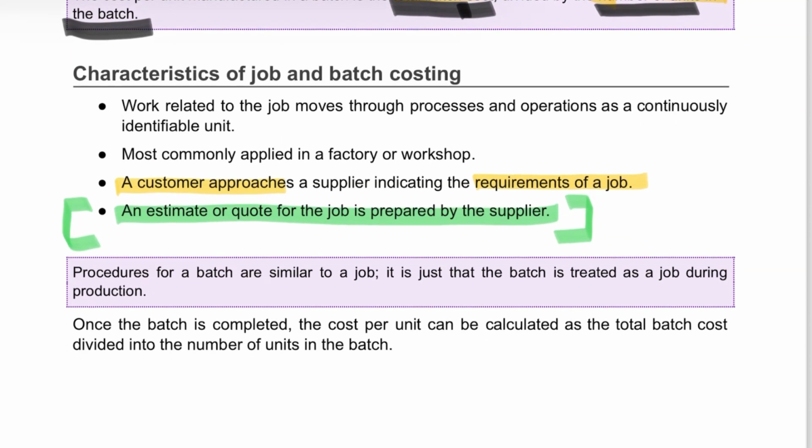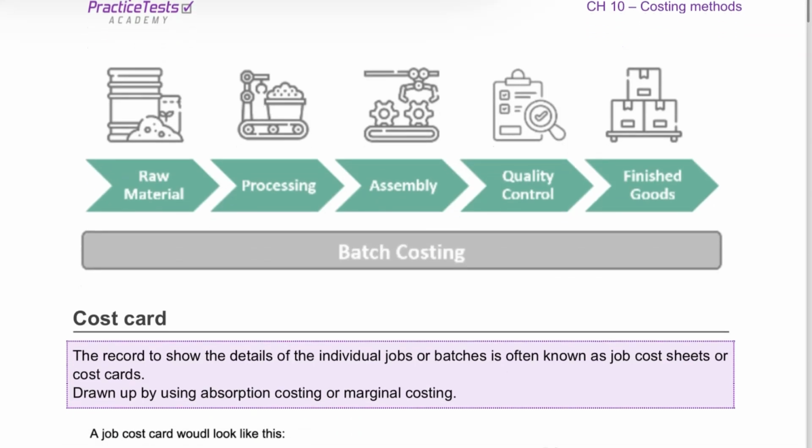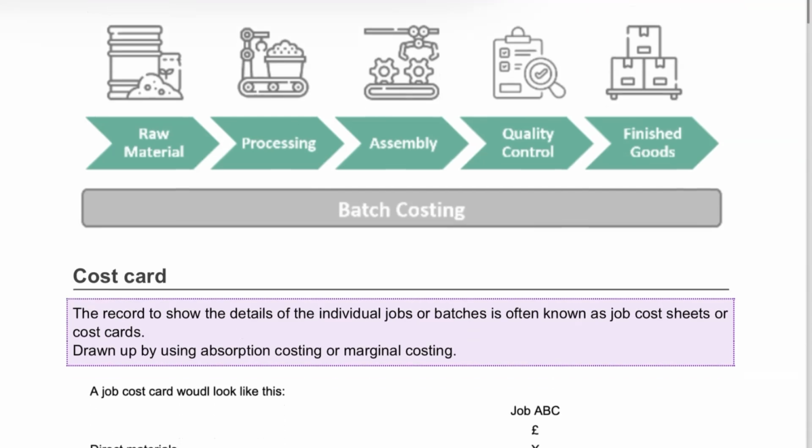If we have a batch costing system, once the batch is completed, the cost per unit can be calculated as the total batch cost divided by the number of units in the batch, which we spoke about above. Therefore, batch costing is when we have more than one unit produced at a time, because we have to input raw materials, we process it, we assemble it, we might have to do quality control, and then we have our finished goods.